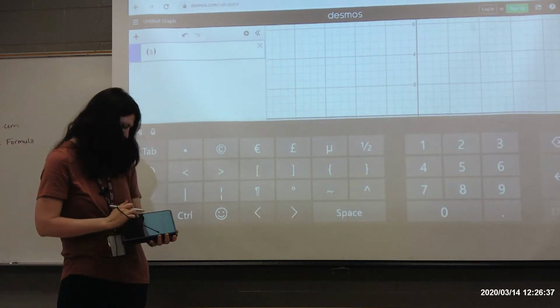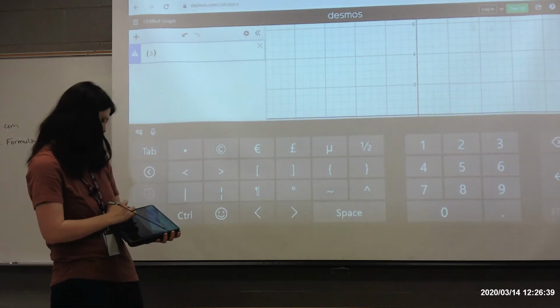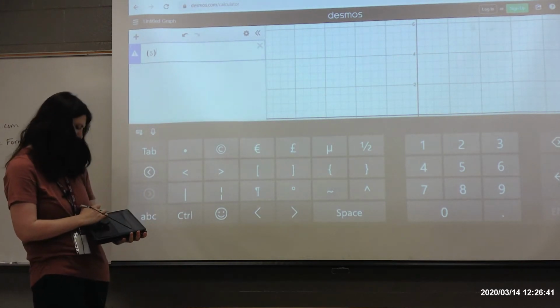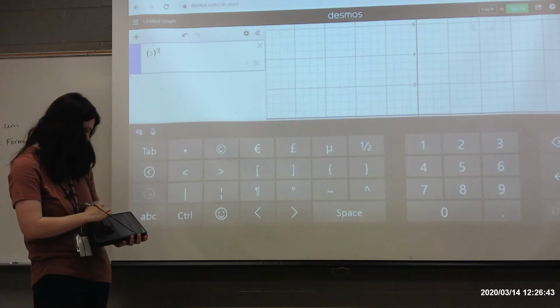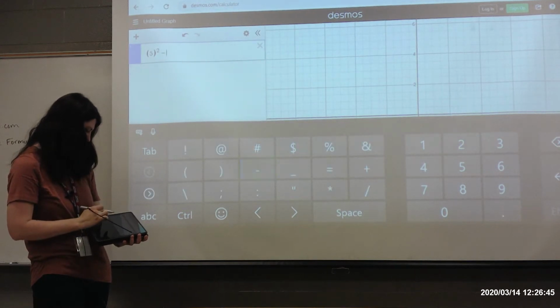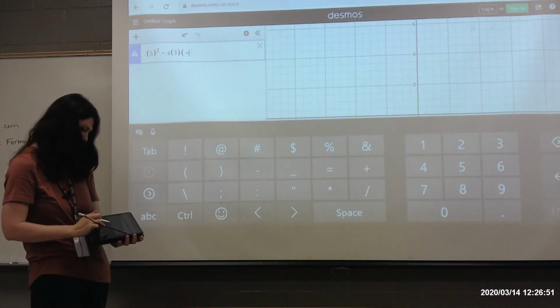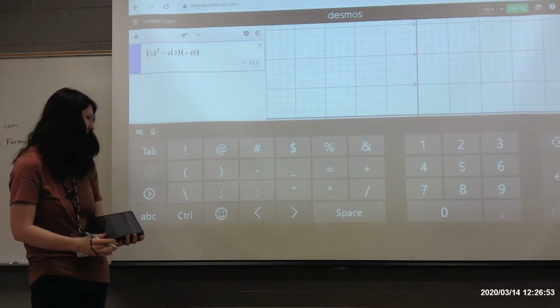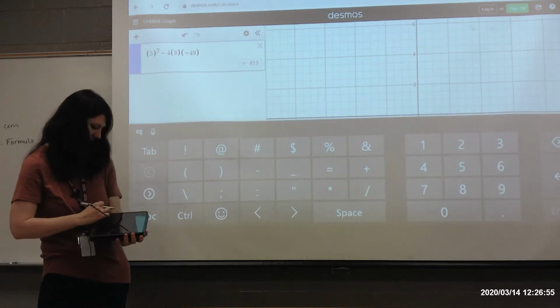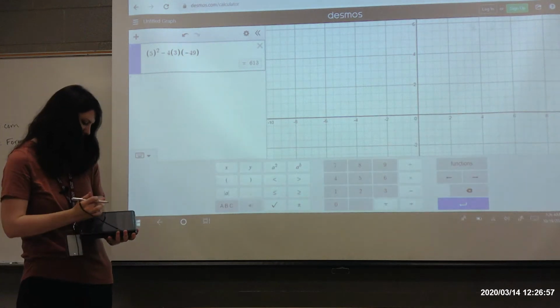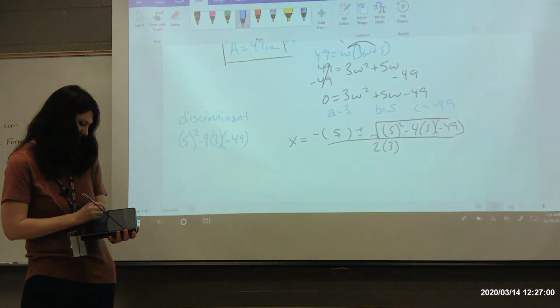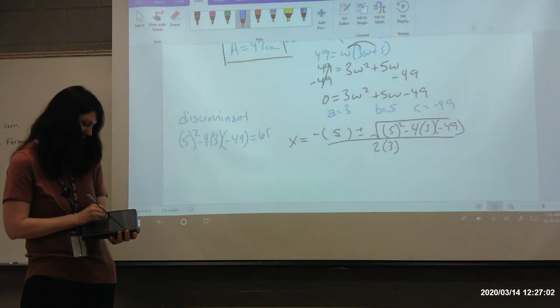Five squared, minus 4 times 3 times negative 49. And that gives me 613. So I'm going to go back. This equals 613. And that's what I'm going to plug in right here.